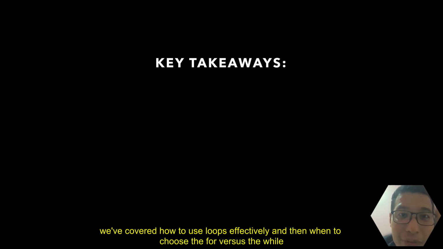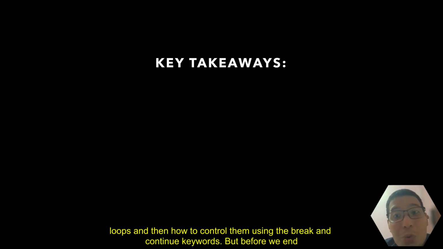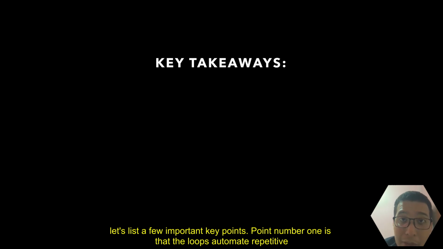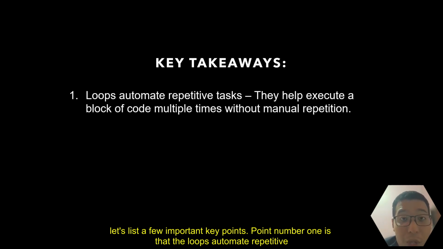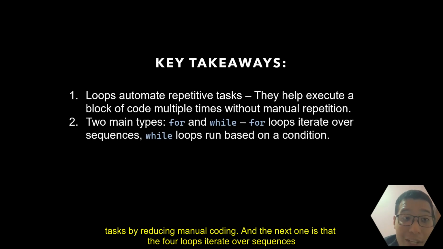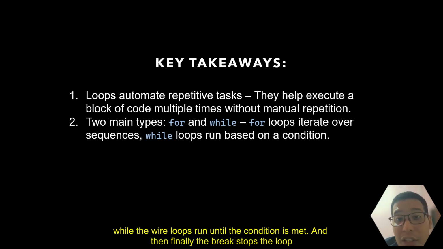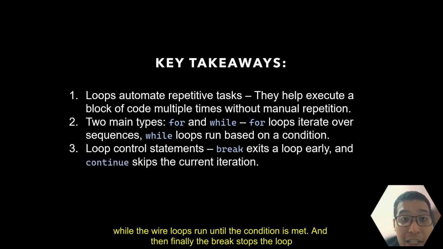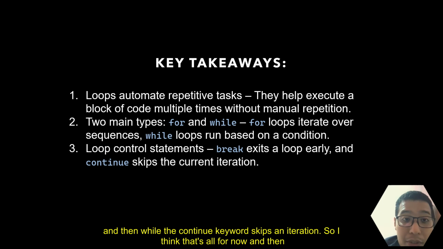Congratulations. So we've covered how to use loops effectively, and when to choose the for versus the while loops, and how to control them using the break and continue keywords. But before we end, let's list a few important key points. Point number one is that loops automate repetitive tasks by reducing manual coding. The next one is that the for loop iterates over sequences, while the while loop runs until the condition is met. And finally, break stops the loop, while the continue keyword skips an iteration.